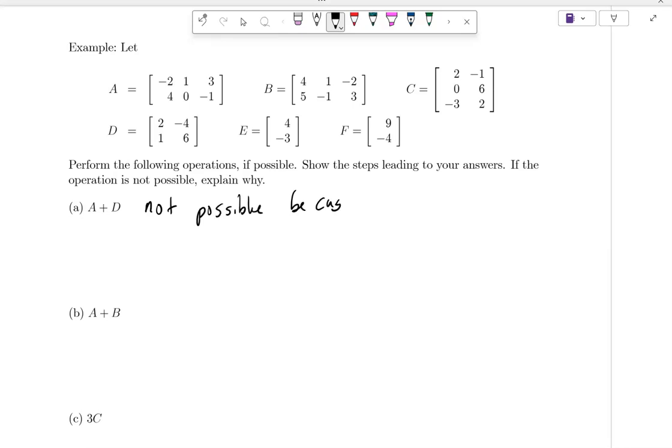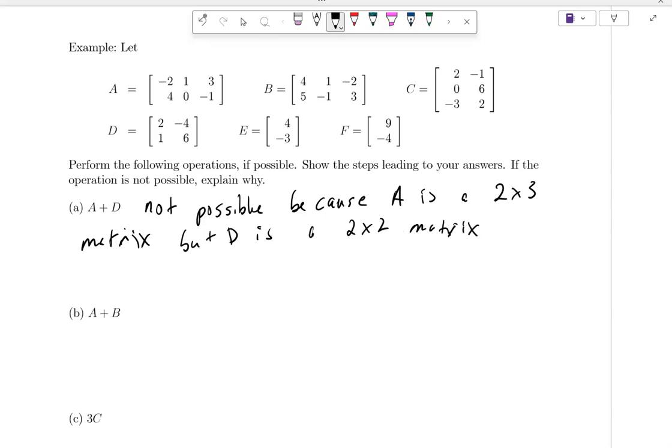because what are the dimensions for A? Good. It's a 2 by 3. Remember again, we do row by column when we write it down, right? A is a 2 by 3 matrix, but D is a 2 by 2. They have to have the same size in order to be able to add them.